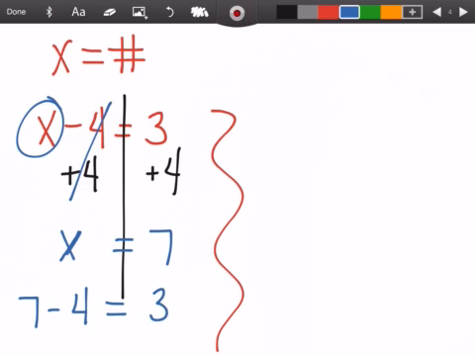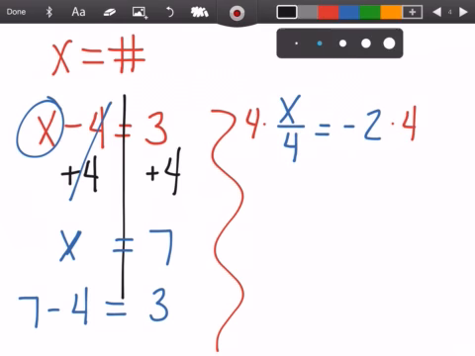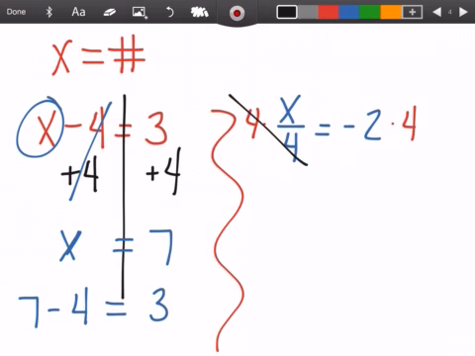I could also have another one like x divided by 4 equals -2. My opposite of dividing by 4 would be to multiply by 4, and I would do that on both sides. My multiplying by 4 and dividing by 4, those would cancel. I would just have x equals -2 times 4, which would give me -8.